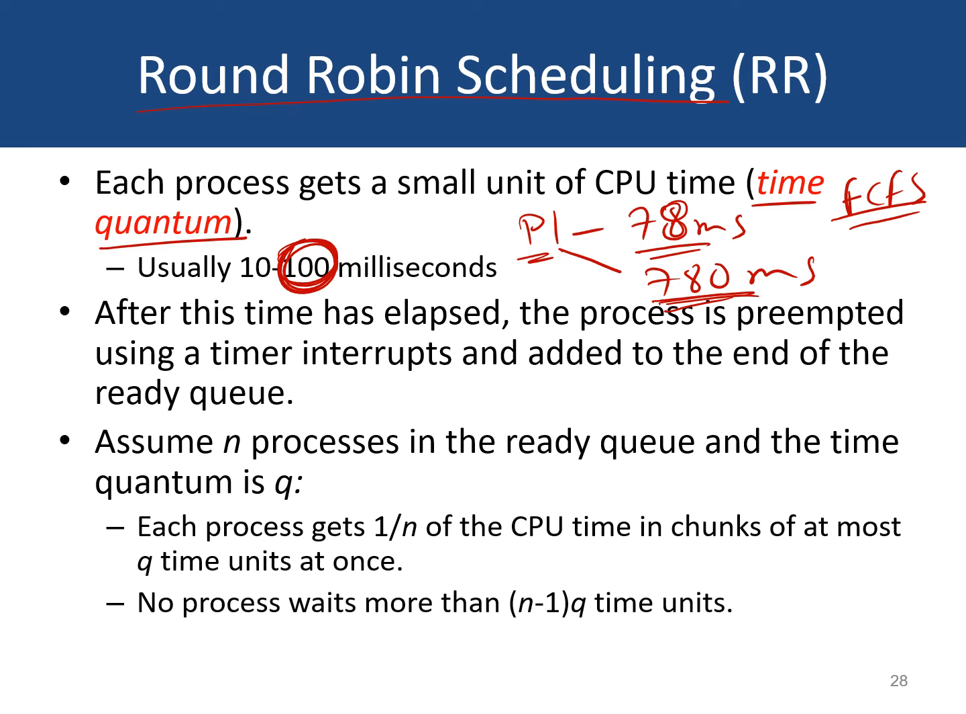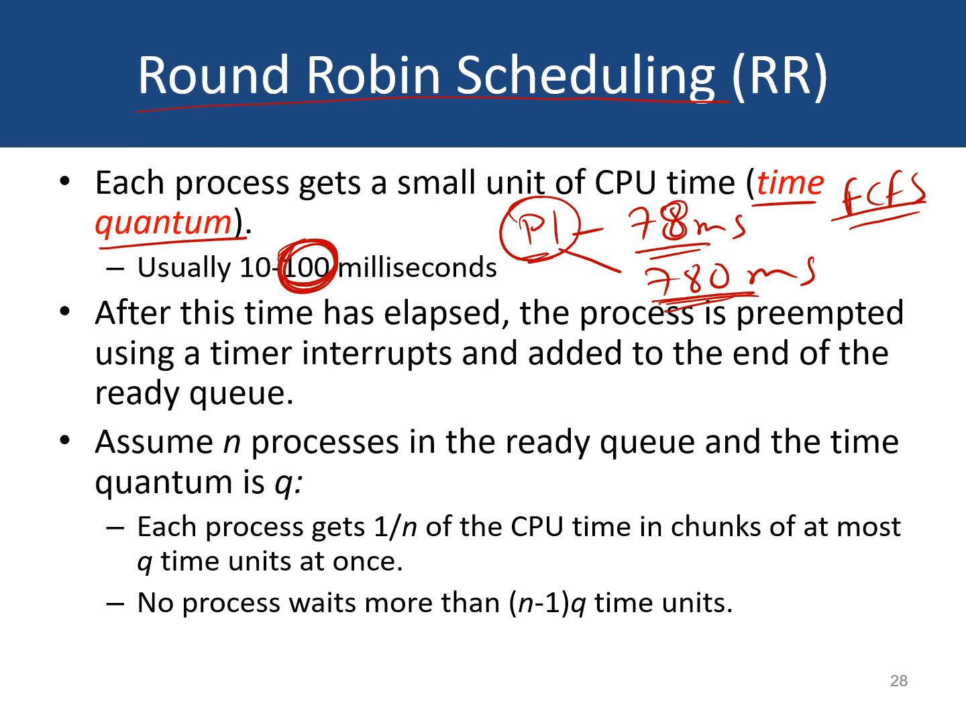So at the end of 100 milliseconds, the timer will go off and this will cause an interrupt to the operating system. So this interrupt will cause a context switch, and the process which was executing on the CPU, let's say this P1, would be suspended and put back at the end of the ready queue, and the CPU scheduler will then select the next process in the ready queue for scheduling on the CPU.